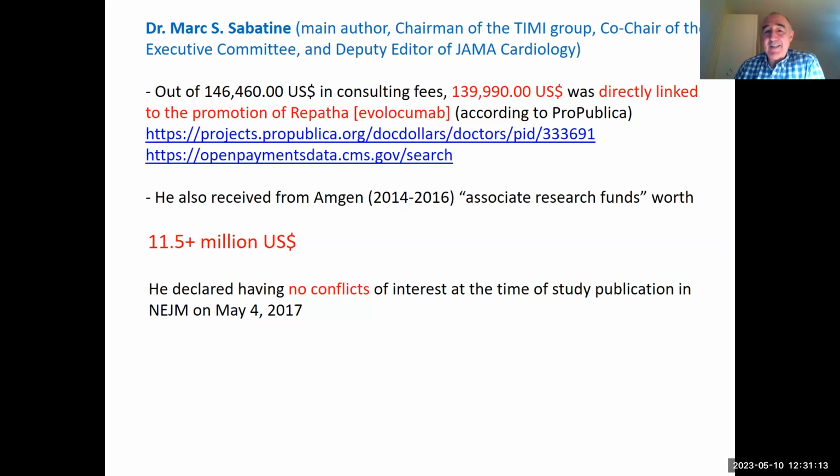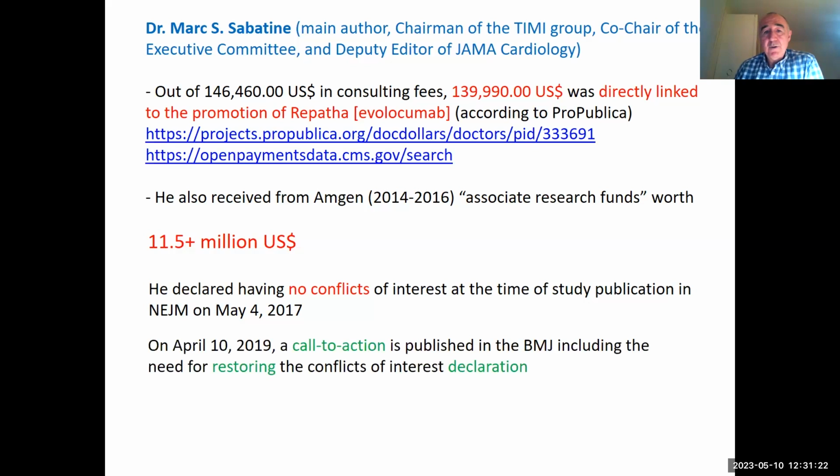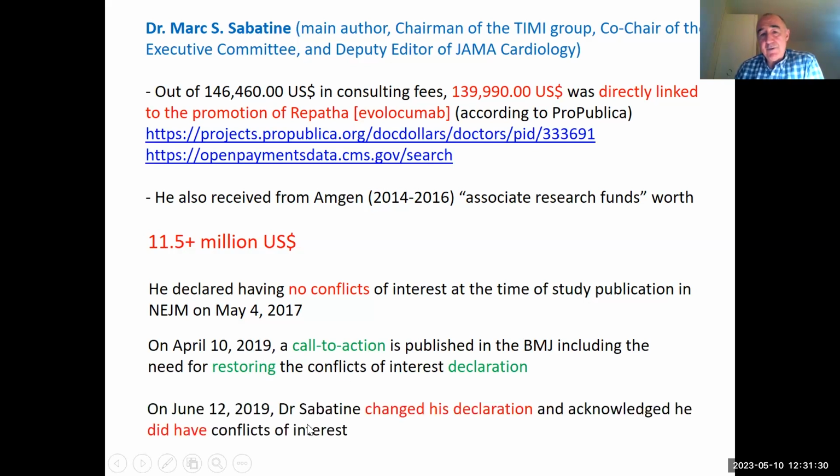But when we decided to restore the trial, and we mentioned that the conflicts of interest declaration should also be restored, that was April 2019. Then 2 months later, the main author decided to change his declaration and acknowledge he did have conflicts of interest.